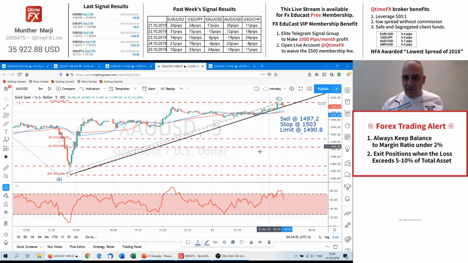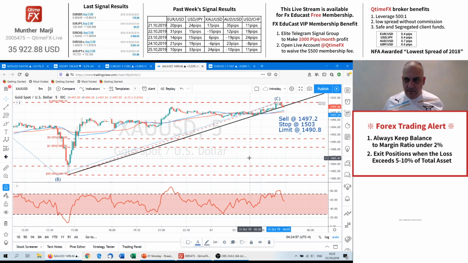I'm going to keep it here on the screen so you guys can see it. A short at 1497.2. My stop is 1503. My limit is 1490.8. Keep these numbers with you for the day, and if we get to this entry level, initiate a short position with a reasonable stop, as obviously illustrated in front of you at 1503, and a limit at 1490.8. Okay, so this is it for gold.